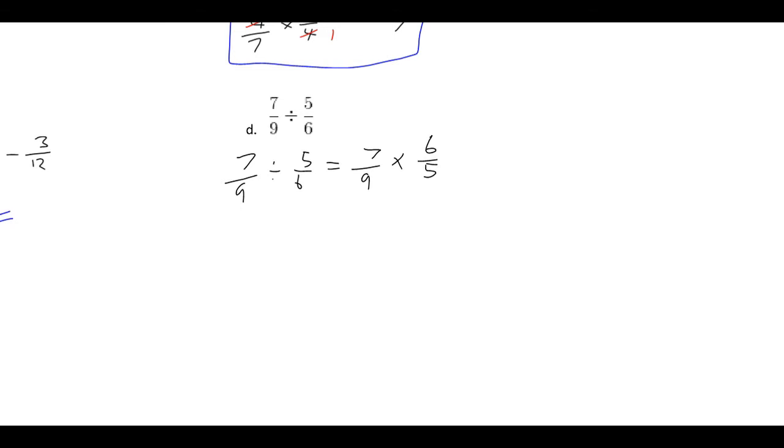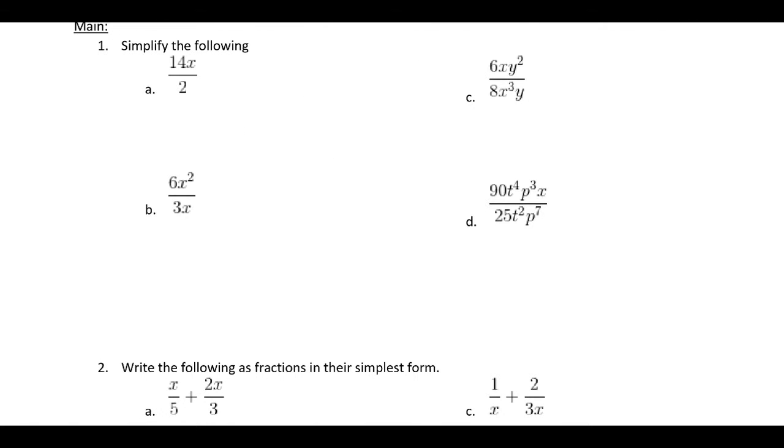Now I can see that there's a factor of 3 top and bottom. So I'm going to divide by 3. 9 divided by 3 gives me 3. 6 divided by 3 gives me 2. I can't see any other factors. So that is 2 times 7, which is 14, over 3 times 5, which is 15. And that is our drill done. So now onto the main.